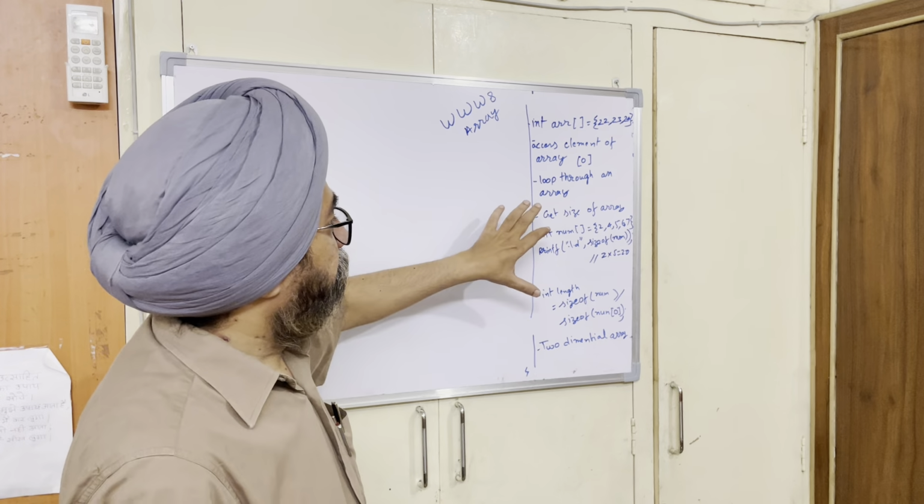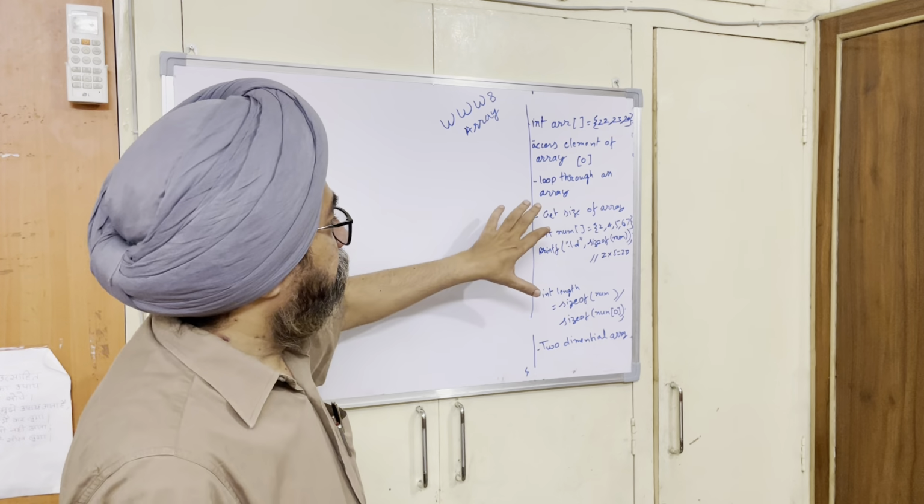When i equals 0, it will display the first element, which is 22. Next, when it goes to the for loop the next time, i becomes 1 and it will display 33. In the same way, all the elements will be displayed with the help of the for loop. So this is the example for this approach, looping through an array.